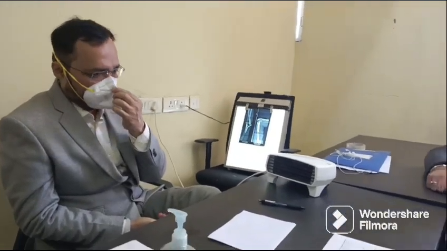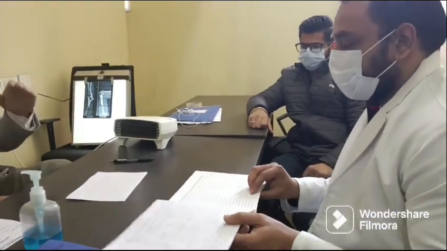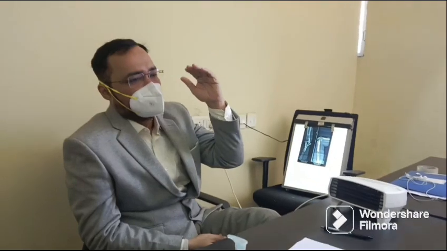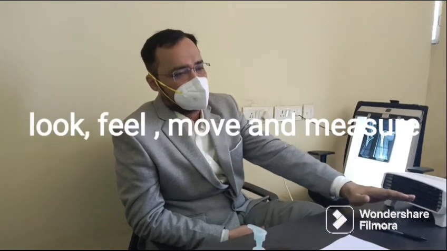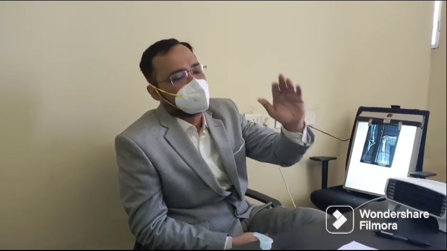Okay. Now coming to what are the positive findings? So the whole base of orthopedics is on look, feel, move, measure. Understand? So that is orthopedics. Look is inspection, feel is palpation, move is you have to check the joint movements and do some relevant measurements also, because orthopedicians are carpenters also.